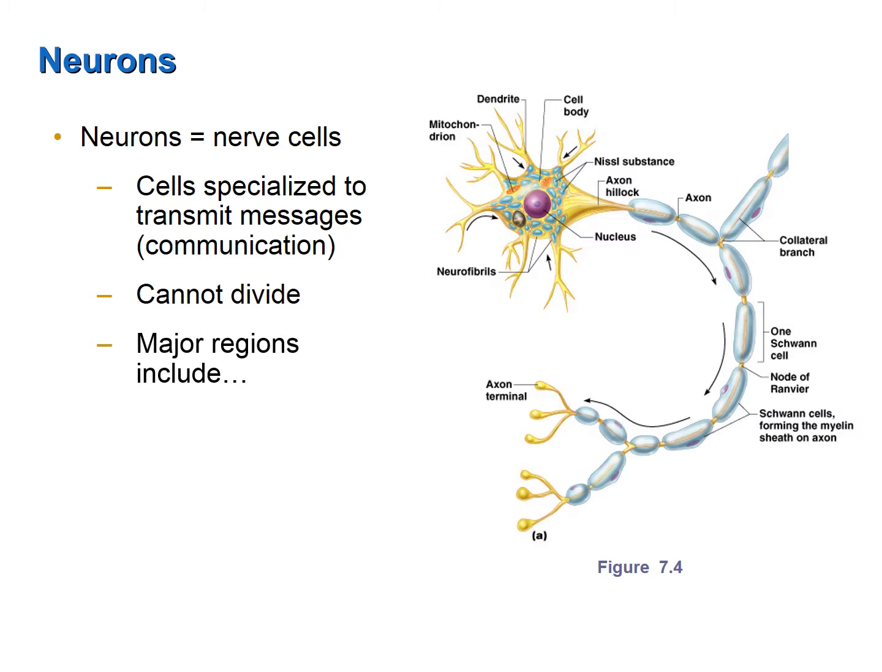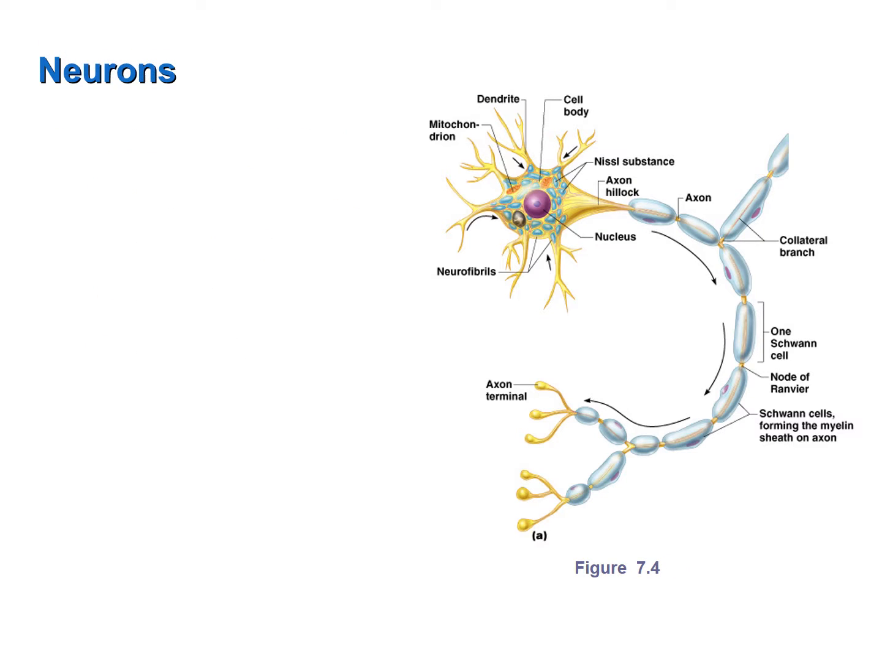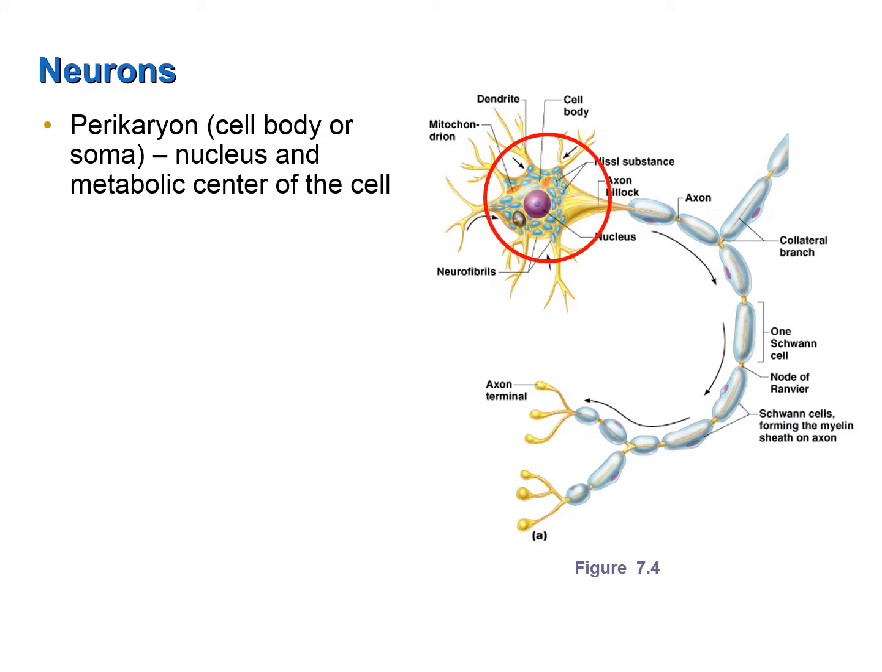The neuron can be divided into two major regions. The two regions of the neuron include the perikaryon, also known as the cell body or the soma. Different books use different terms. It does not matter to me which term you use. It is simply the cell body of the neuron.